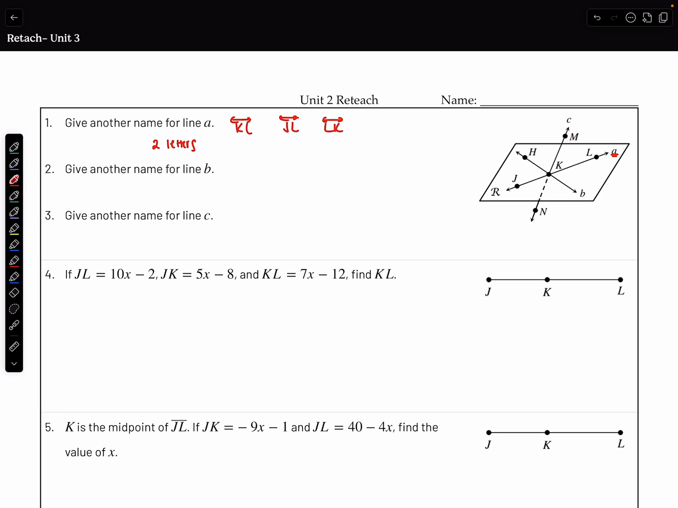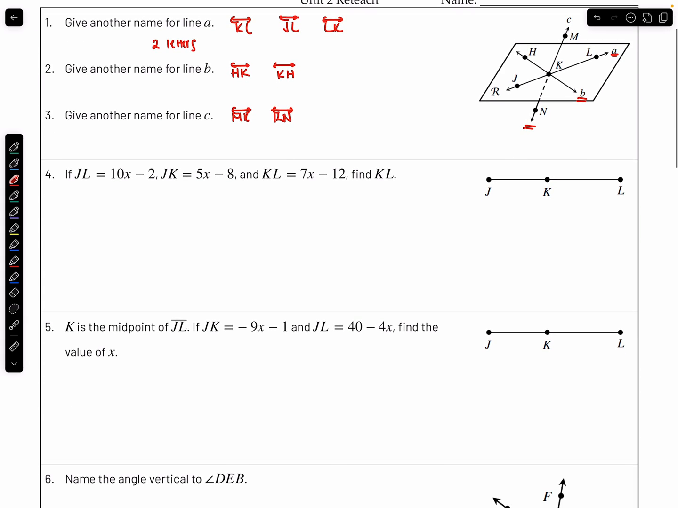Line B. Line B is this one here. There's only two letters on it, so you are forced to say either HK or KH. Line C is this one that goes up and down, and so you can call this one, for example, MK. You can call this one KN. Again, just pick any two letters on it and it will suffice.